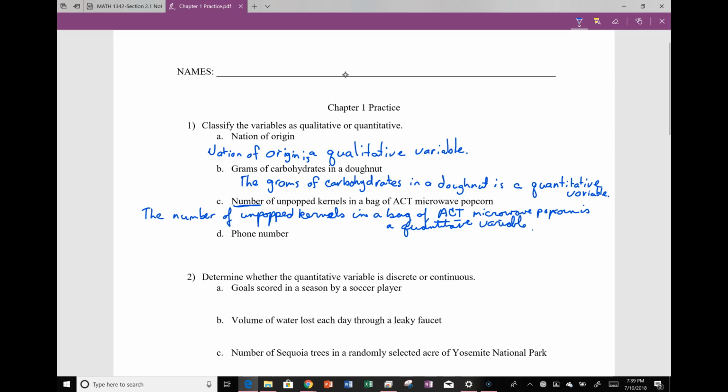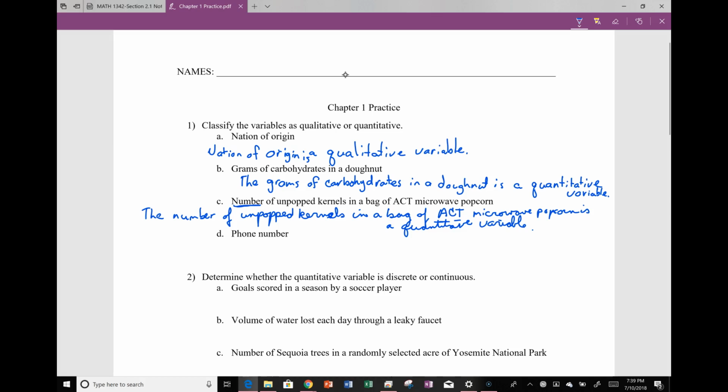Now let's look at phone number. Phone number, it is a number. It specifies that it's a number. The question is, do we take the average of our phone numbers? Do we say that my phone number is 3 digits higher than yours? Anything of that nature? No, we do not. Since we do not do mathematical operations with a phone number, think about it.